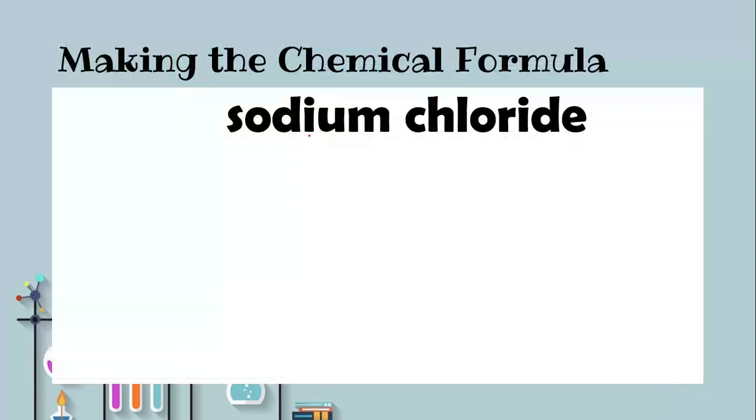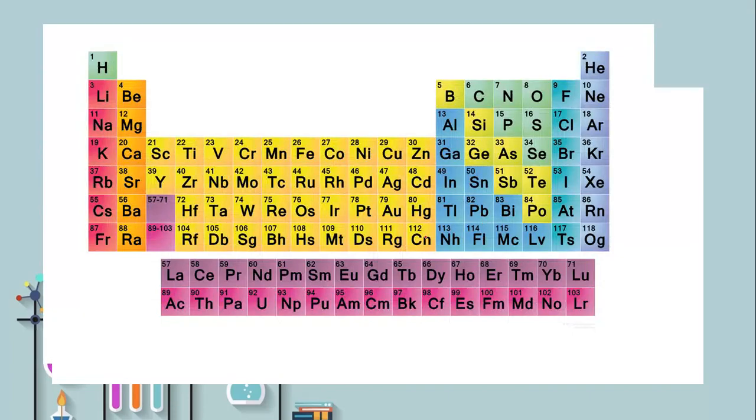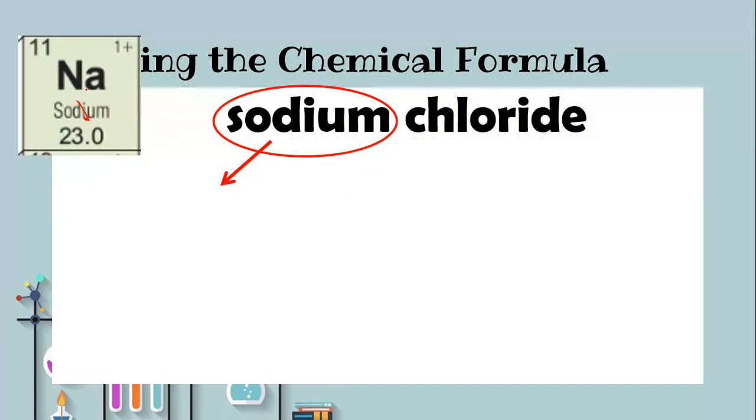So see, I have my sodium chloride. I need to figure out, first of all, what is sodium? Pull up my periodic table. It's right over here in group number 1. Let's pull it out. Sodium's symbol is Na. Now, the key thing here is I need to keep track of this ion charge because ionic compounds are made from ions that are solid at room temperature. So I need to keep track of that positive charge. So I write it right here.